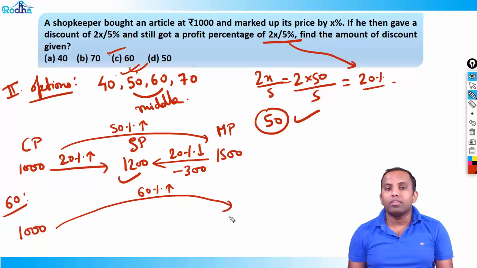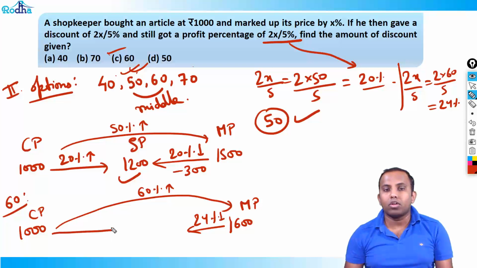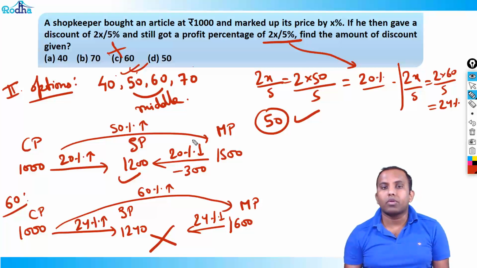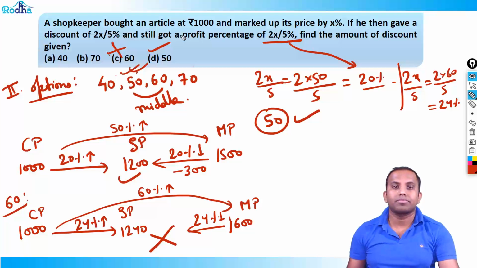Okay. Then what is the mark price? 1600. Mark price is 1600. Discount of 2x by 5. What is 2x by 5 now? So 2 into 2x by 5 is what? 2 into 60 by 5. That is 24%. So 1600 reduction of 24%. Right? And profit is also of 24%. That is 2x by 5. So SP becomes 1240. But 24% decrease on 1600 will not give me 1240. That means 60 won't satisfy. Right? So like this, we can check quickly from option also. So 50 is the correct answer for this question.